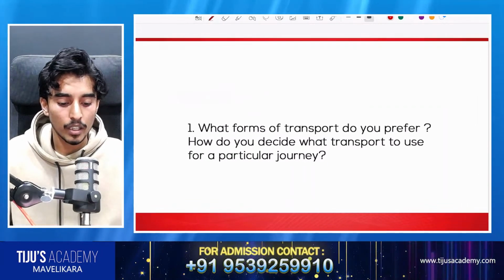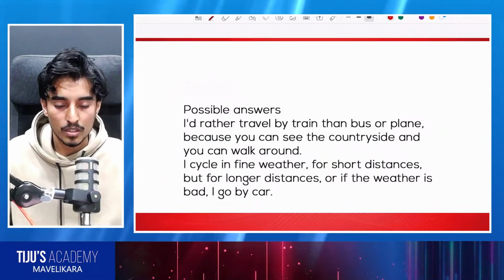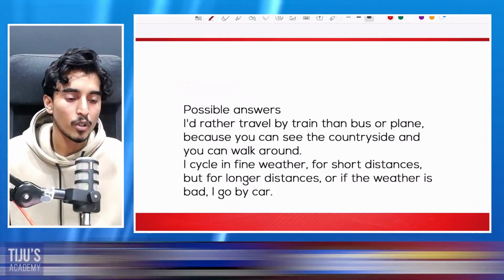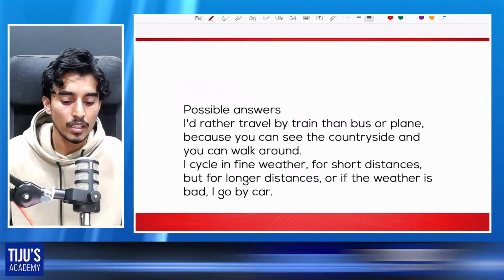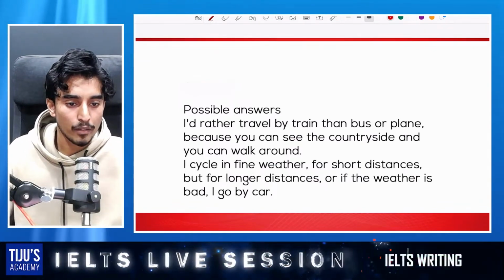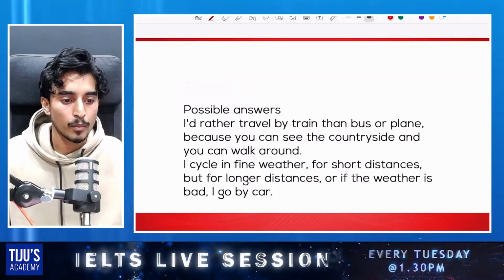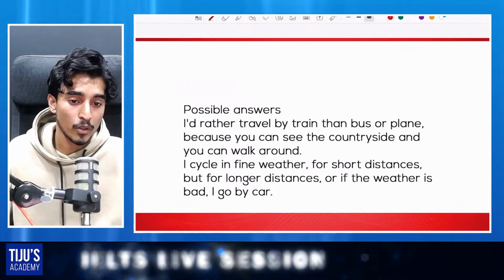When you're answering these kinds of questions, you can use a complex sentence. An example of a complex sentence is given on your screen. This is a possible answer. It is not a definite answer. You are supposed to give the answer according to your own understanding. It is not at all supposed to be the answer you are going to give.